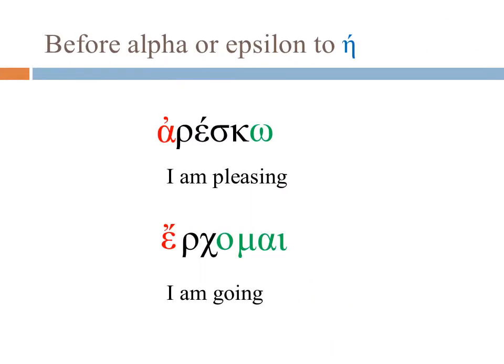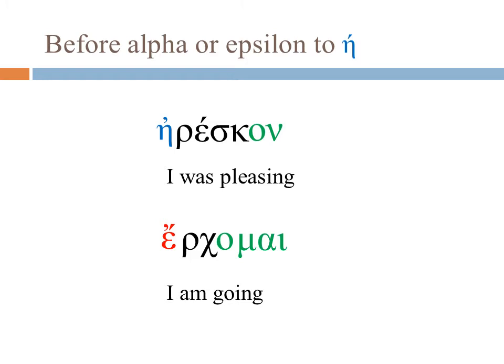Augment before an alpha or epsilon. If a word begins with an alpha or epsilon, that alpha or epsilon is expanded to an eta. So let's look at this. Aresko, I am pleasing. If we put an epsilon in front of it, it expands to an eta, and we put secondary endings on here. We get areskon, I was pleasing.